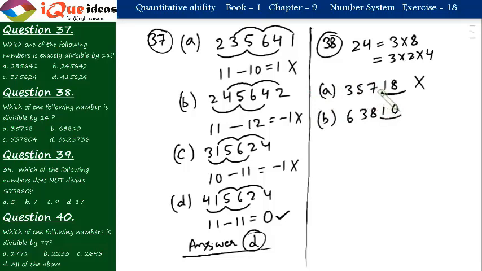The last 2 digits are 10. It is not divisible by 4, so it cannot be divisible by 8, hence it cannot be divisible by 24. Third option, 5, 3, 7, 8, 0, 4.